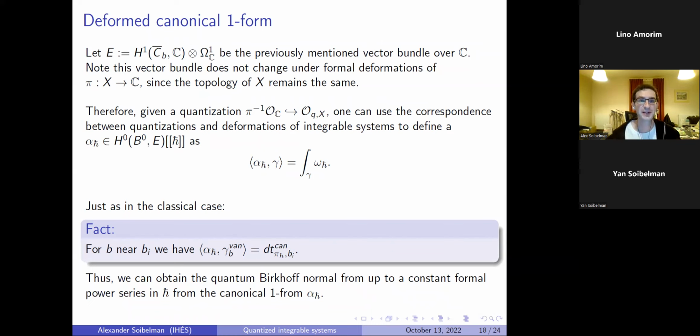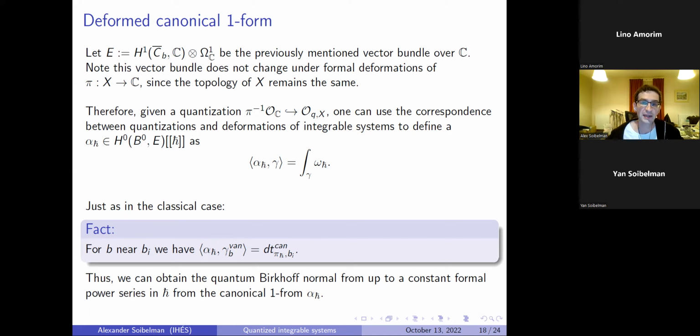So this is the classical case, and there's a similar sort of quantum, or rather, because everything is formal deformations, deformed case. So this vector bundle that's cohomology tensored by one forms, just denoted by E, you can do the same kind of thing. You can define this kind of one form, which is now going to be a formal power series in h bar with coefficients in one forms. And you do that by this kind of pairing.